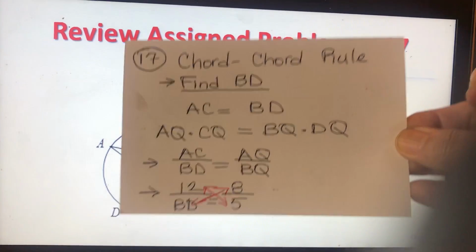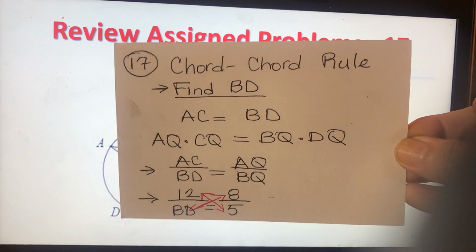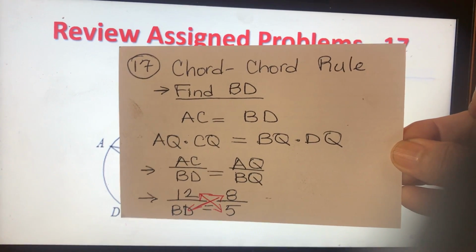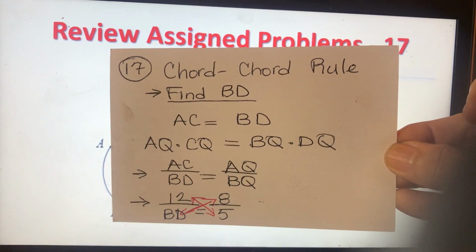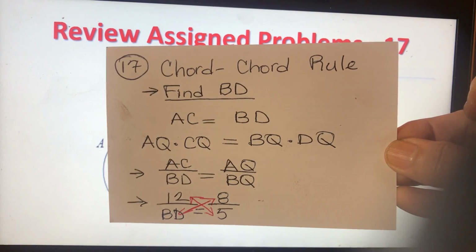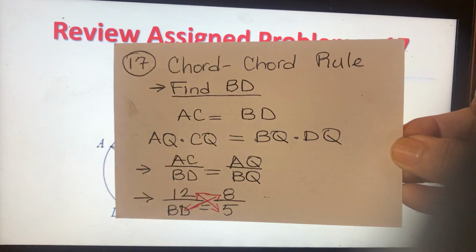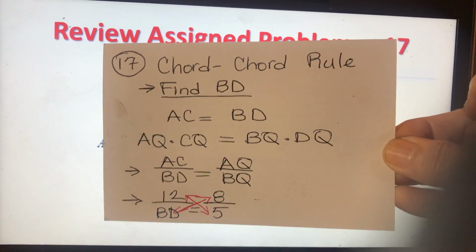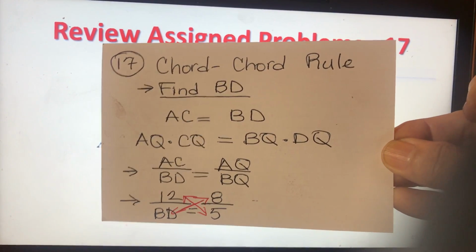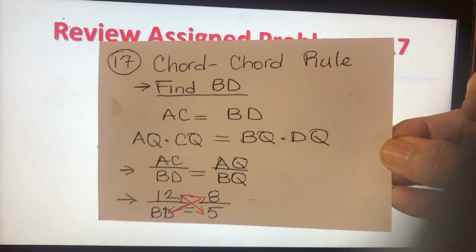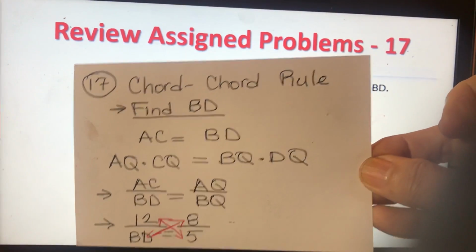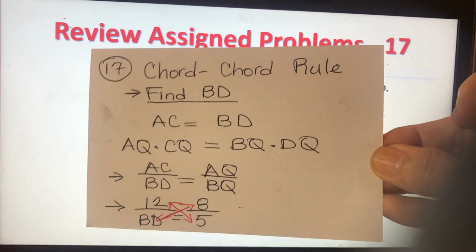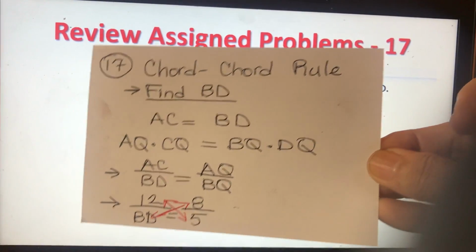So that means that here we're going to apply our chord rule in order for us to find BC. Applying that rule, we can establish that AC, the distance from points A to C, is equal to chord BD, which represents the distance from point B to D. You can say that AC is AQ times CQ, and we can also say that BD is equal to BQ times DQ.